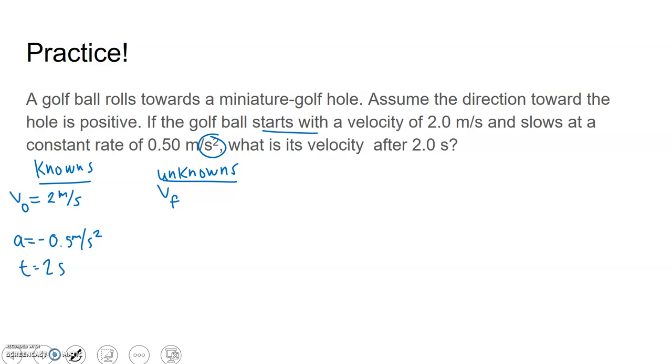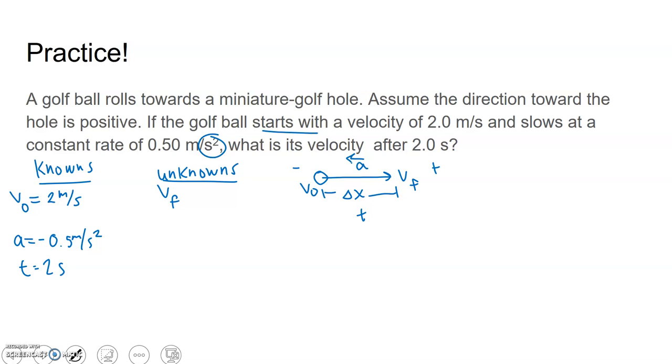Next, we draw our picture. Here's the golf ball, rolling with an initial velocity in the positive direction. It will cover some displacement before it reaches a final velocity. That will take a period of time. And if the ball is rolling in the positive direction and slowing down, the acceleration must be leftward. So on your diagram, you must show the direction of the acceleration.